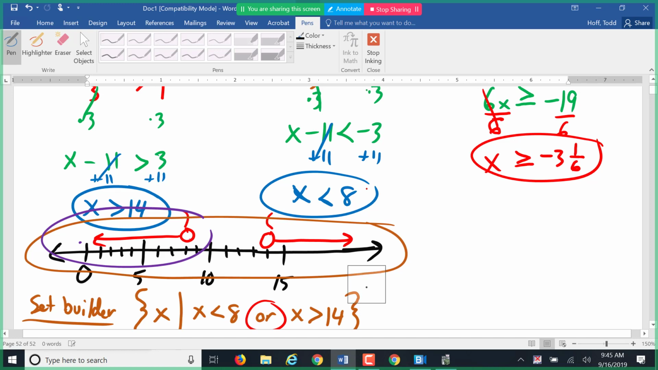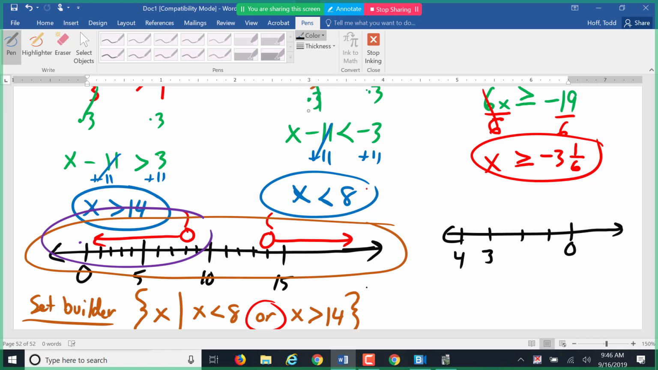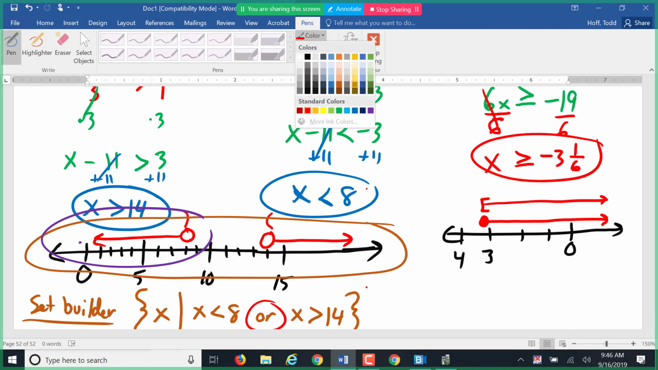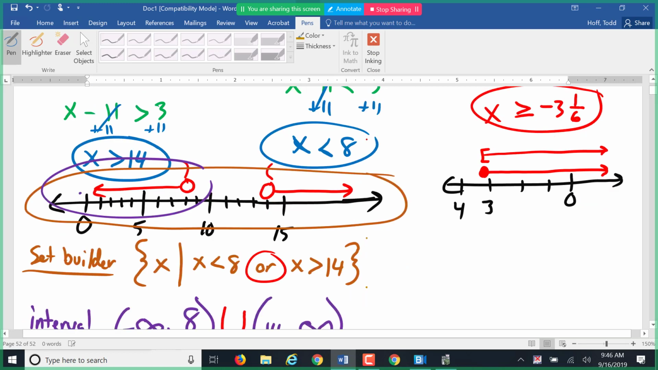So again, if I wanted to put that on a number line, negative 3 1/6 is somewhere in here. It is or equal to, so it's a solid dot or closed dot, or it would be the closed end bracket, either one. So then to put that in our set builder notation, this one's kind of redundant. It's just all values of x such that x is greater than or equal to negative 3 1/6.